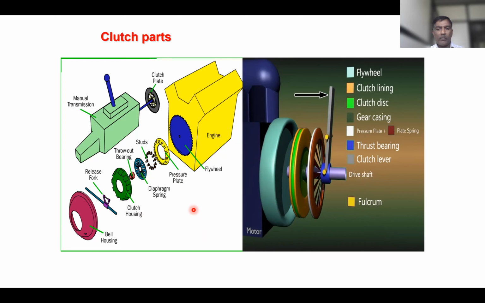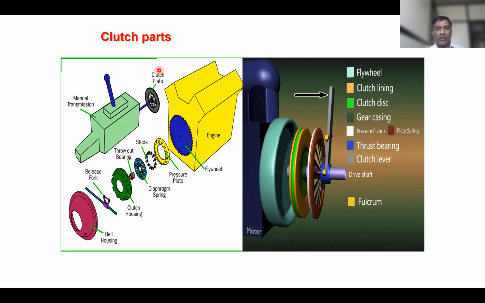I have added some images, which will be helpful for understanding clearly how the clutch functions. This is the engine. This one is the flywheel. This is the pressure plate. This is the diaphragm spring. These are the studs. This is the throwout bearing. This is the clutch housing. This one is the bell housing.